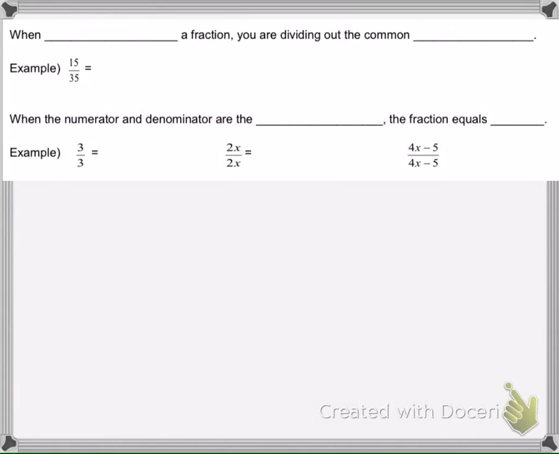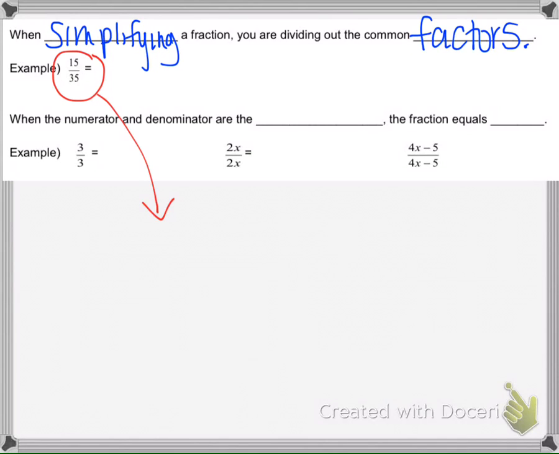So when simplifying a fraction, you are dividing out the common factors. You're dividing out the greatest common factor. But if you don't start with the greatest one, so for example, if we take this example right here, I'm going to do it here so I have more room. If I need to simplify 15/35, I need to divide out what the GCF is.